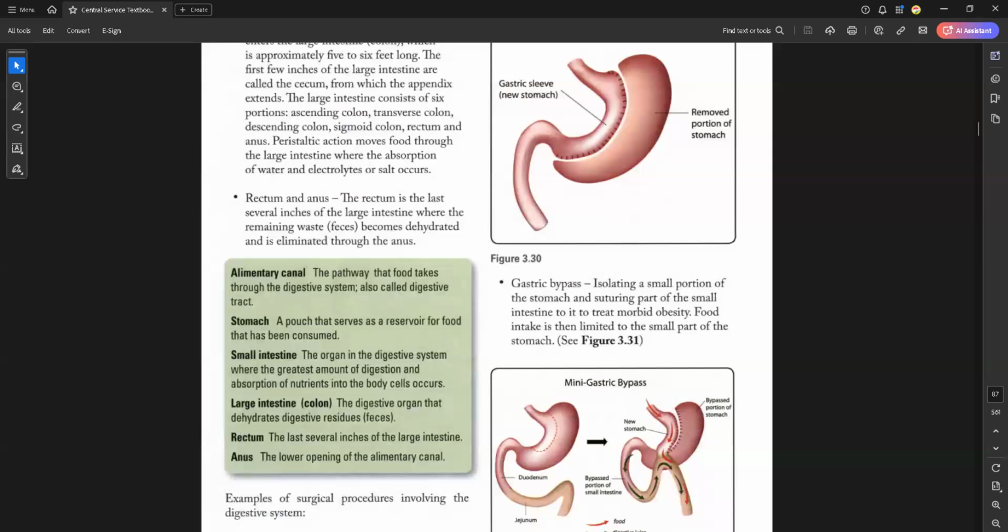All right. Okay, so as you can see, we have a rectum and then the anus, and then we have the gastric bypass. Now, let's look at some of the surgical procedures. The one below figure 3.30 is gastric bypass, isolating a small portion of the stomach and suturing part of the small intestine. That's what you see over there.